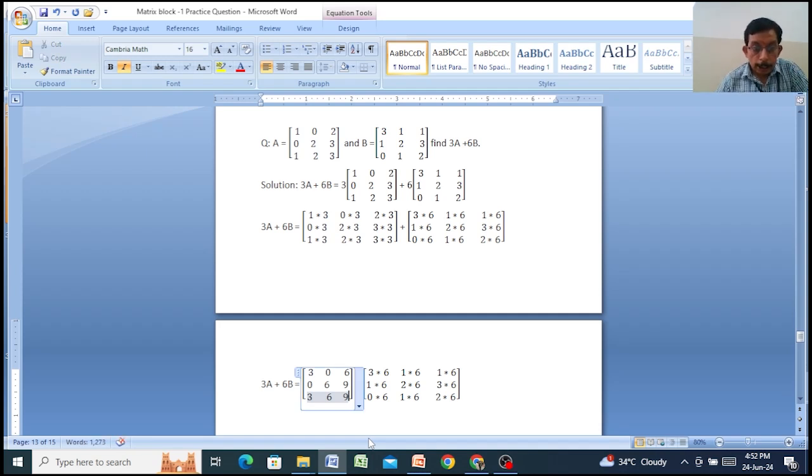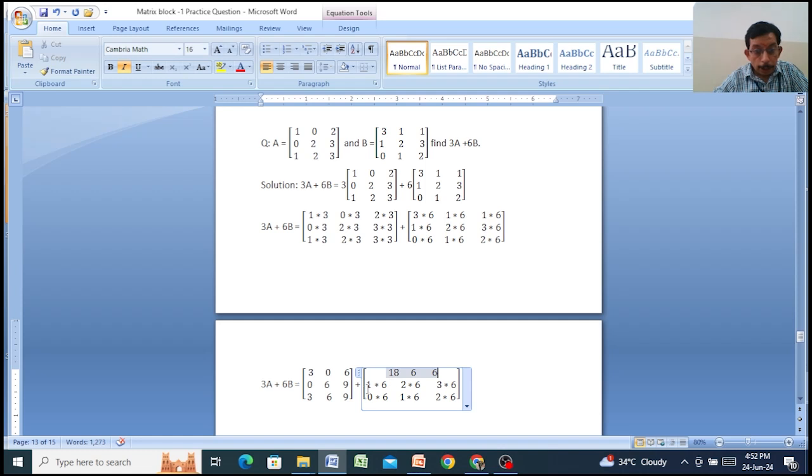Then the first matrix is solved. Now we come to the second matrix. Solve. 3 multiplied by 6, result is 18. Write down in the same position. 1 multiplied by 6, result is 6. Write down in the same position. 1 multiplied by 6 again, the result is 6 again. Write down in the same position.